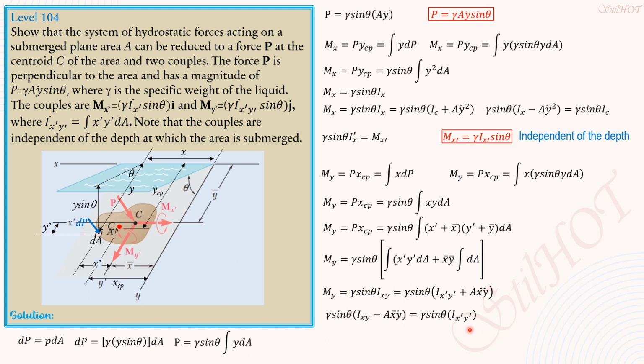So finally, My prime is equal to this. So My prime is equal to gamma sine theta times Ix prime y prime. So that's it, which shows here. My prime equals gamma Ix prime y prime sine of theta. And this is also independent of the depth. So that's it for this problem.